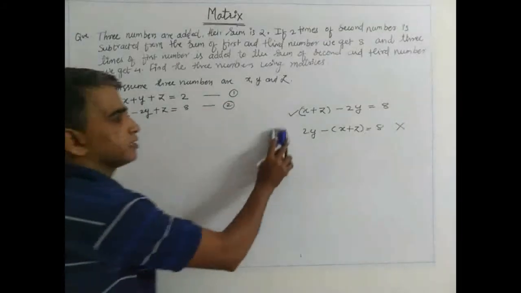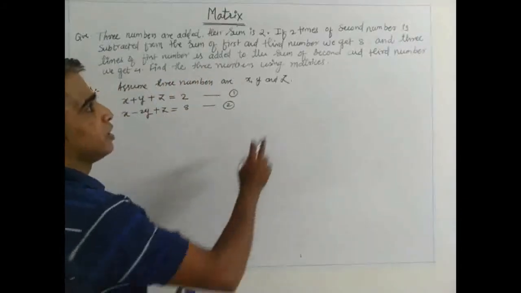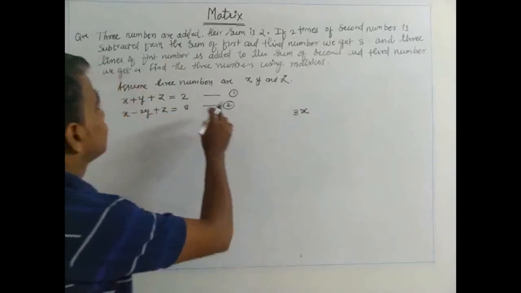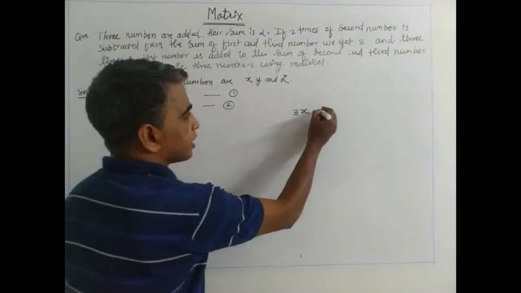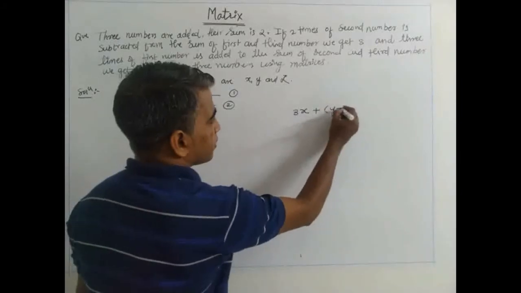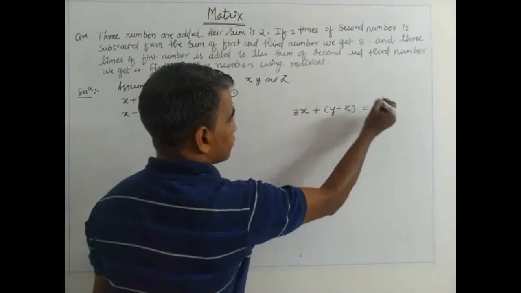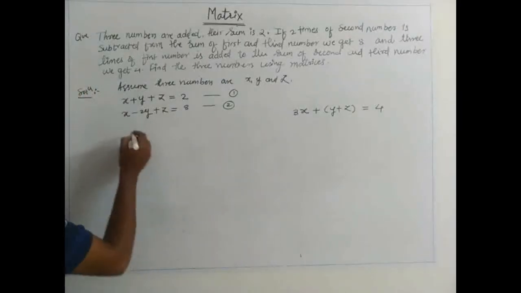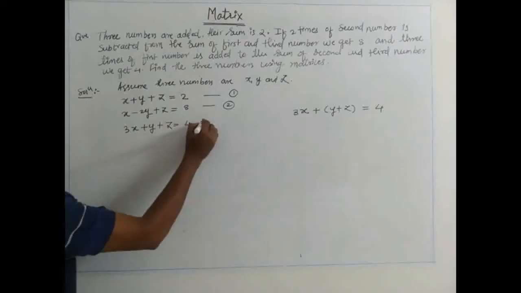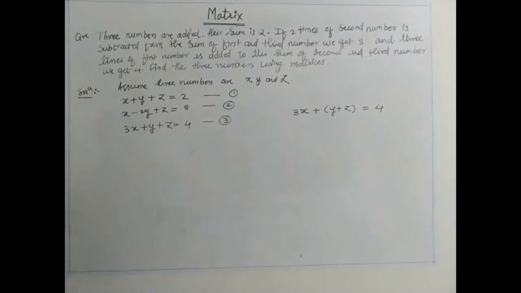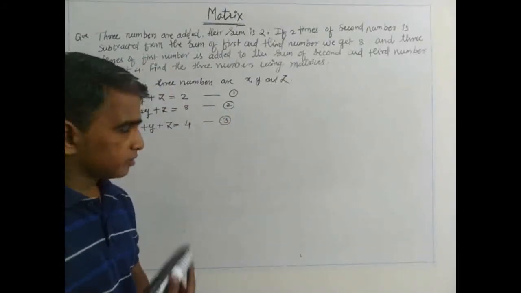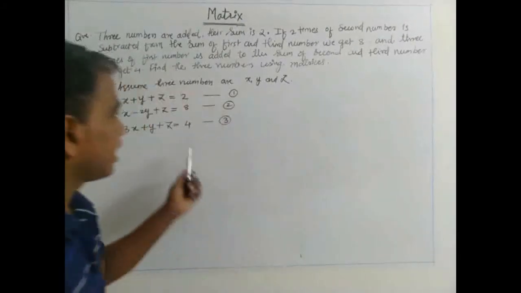Now the last equation. See the last condition. The condition is that 3 times the first number, that is 3x, is added to the sum of the second and third, that is y plus z, and we get 4. So the simple equation is 3x plus y plus z is equal to 4. Equation number 3. Always take precaution when you have the condition of subtraction. Otherwise, we do not have any problem writing equations.